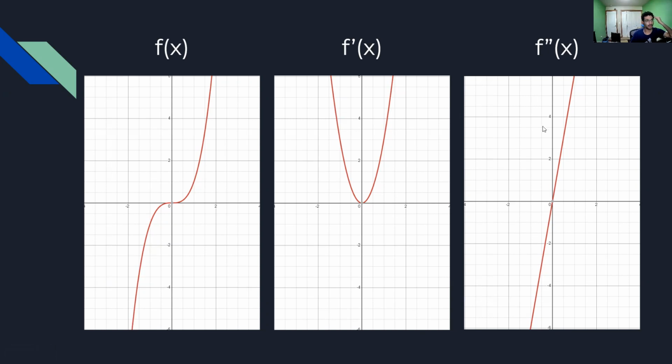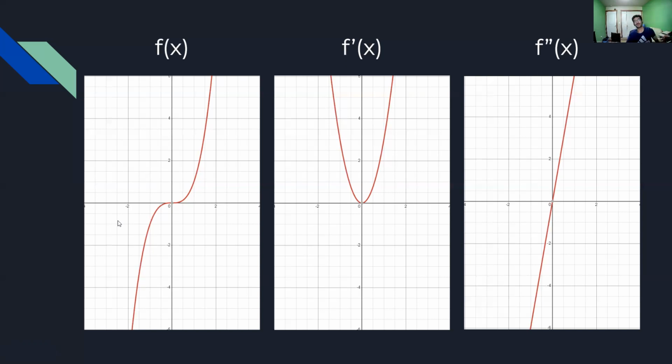However, let's say f double prime is positive, right? That means the slope is increasing at an increasing rate. So here we see f prime is positive, and f prime is also increasing as well. So then f of x will be increasing at an increasing rate. And therefore, when f double prime is greater than 0, f of x will be concave up.